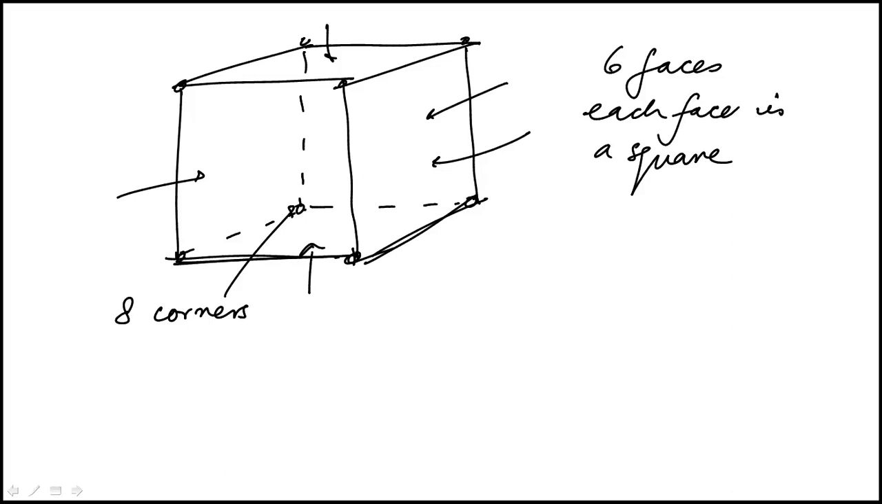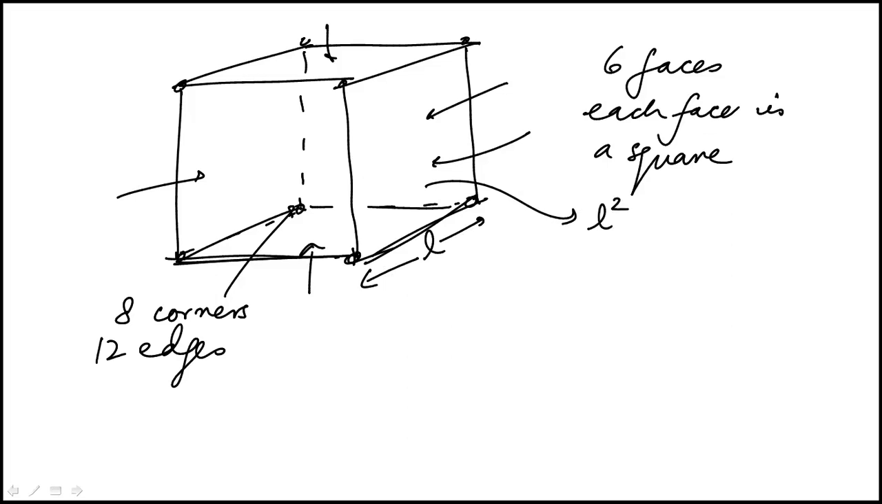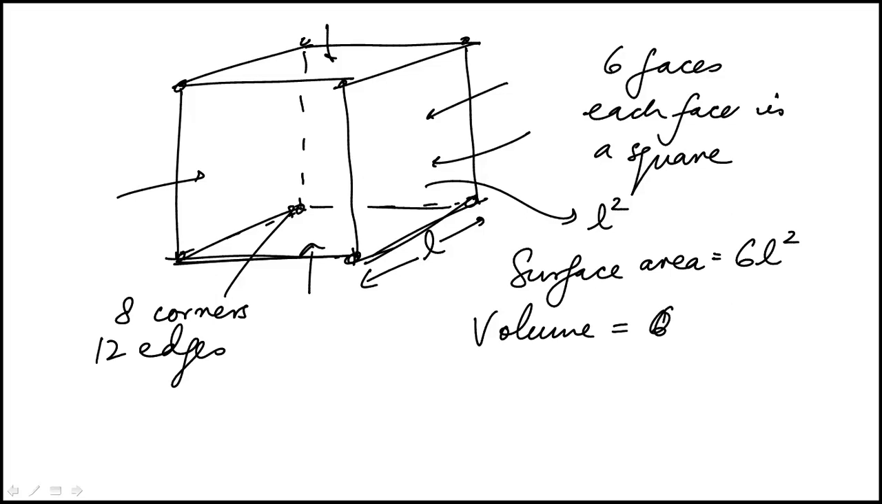And then the number of edges referring to these. So in the bottom you have 4 of these, and then 4 on the top, 8, and then 4 standing. So there are 12 edges. And each face is a square, so if the length of the side is L, then the area of one face is L square. And the surface area, which is the entire outside area of this cube, would be 6L square. And then the volume is just L cube, or length times length times length. So those are the 2 important relationships.